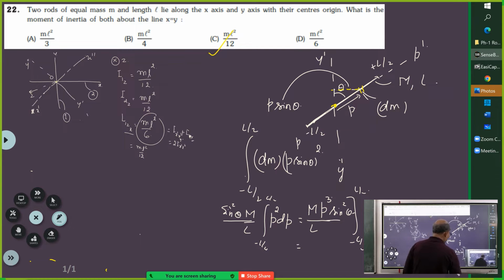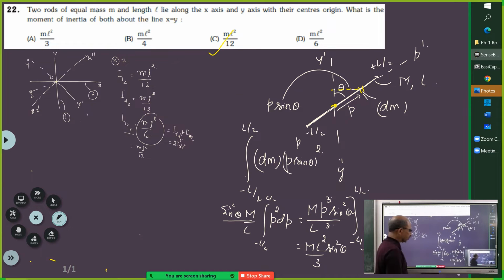So you are going to get what here? M L square sin square theta by 12. Sorry, I have not written it properly. P cube by 3 we should write here. Yes, sir, correct. M L squared sin squared theta by 3. We are going to get this.